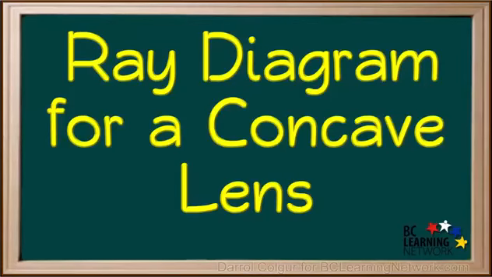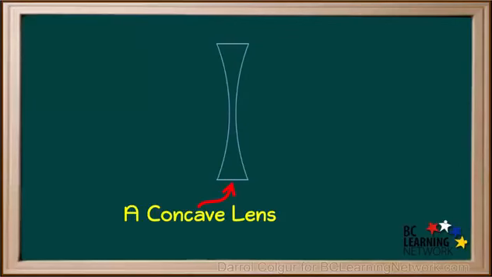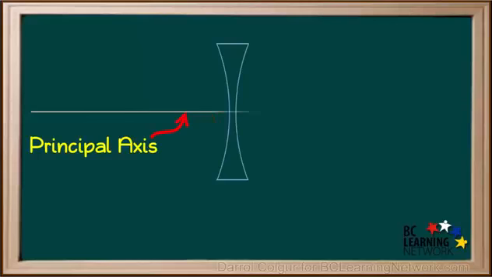Here, we'll show you how to draw a ray diagram for a concave lens. A concave lens is thinner in the middle and thicker on the top and the bottom. Here is the principal axis drawn through the middle of this concave lens.